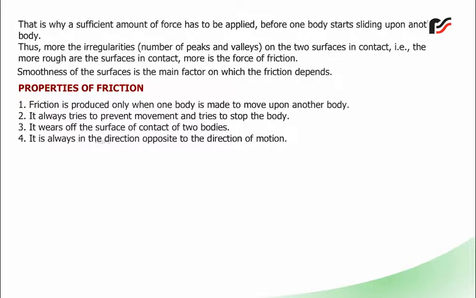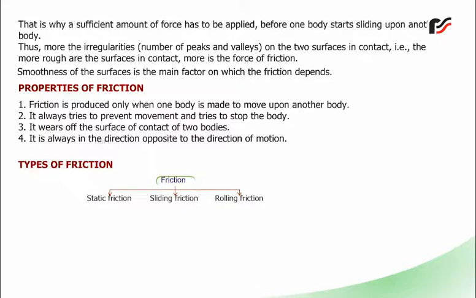Properties of friction. 1. Friction is produced only when one body is made to move upon another body. 2. It always tries to prevent movement and tries to stop the body. 3. It wears off the surface of contact of two bodies. 4. It is always in the direction opposite to the direction of motion. Types of friction: static friction, sliding friction, rolling friction.